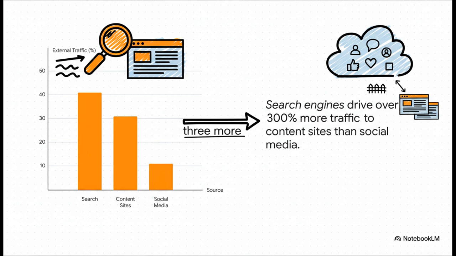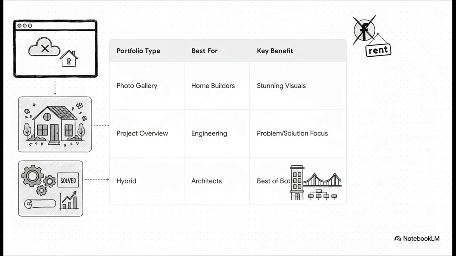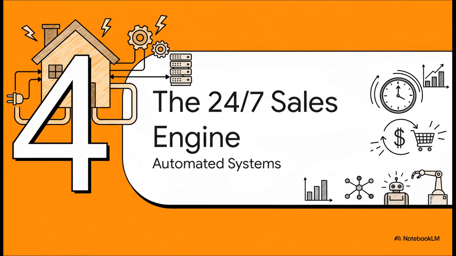It's that simple. And of course, the kind of content you have on your site really matters. Depending on your business, you might want to showcase your work in different ways. A custom home builder, for example, might go for a photo gallery, focusing on those stunning visuals. An engineering firm, on the other hand, might prefer a more detailed project overview, breaking down the problems they solved. Or, like this table from May Create shows, a hybrid model can give you the best of both worlds. It appeals to both the people who want to see pretty pictures and the ones who want to see the technical details.